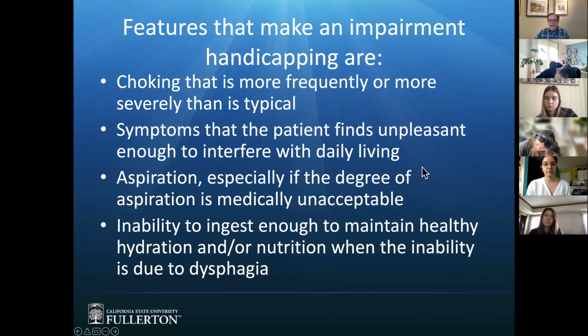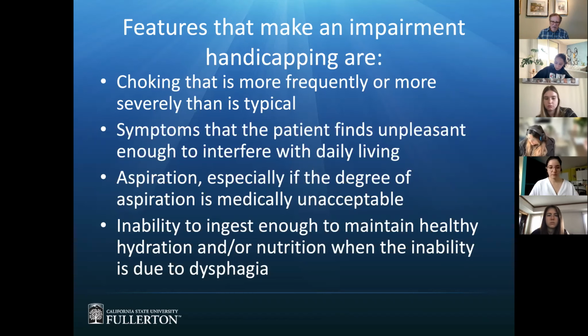Okay. Aspiration can be handicapping, and very often is. Aspiration means getting food or liquid into the trachea and down below. And eventually, if it goes into the trachea and you don't cough it out, it's going to run down to the lungs. And if you aspirate enough, it's going to make you sick. You're going to get aspiration pneumonia and potentially die. Many people with strokes have died from aspiration pneumonia, and other neurologic disease too.